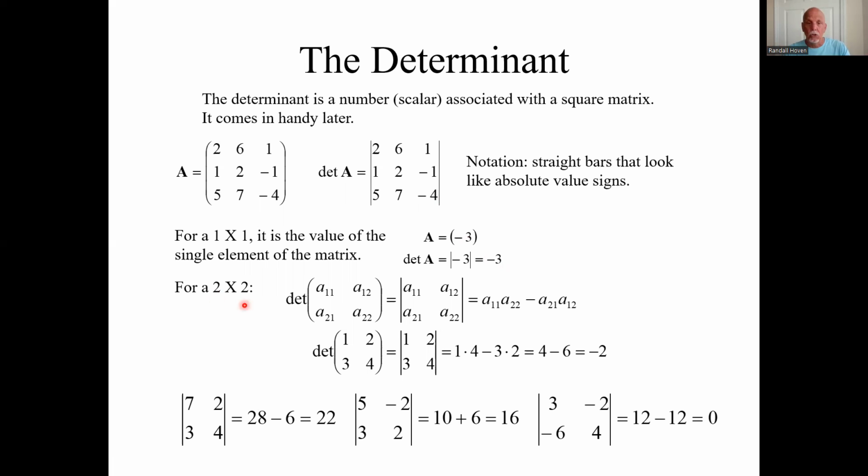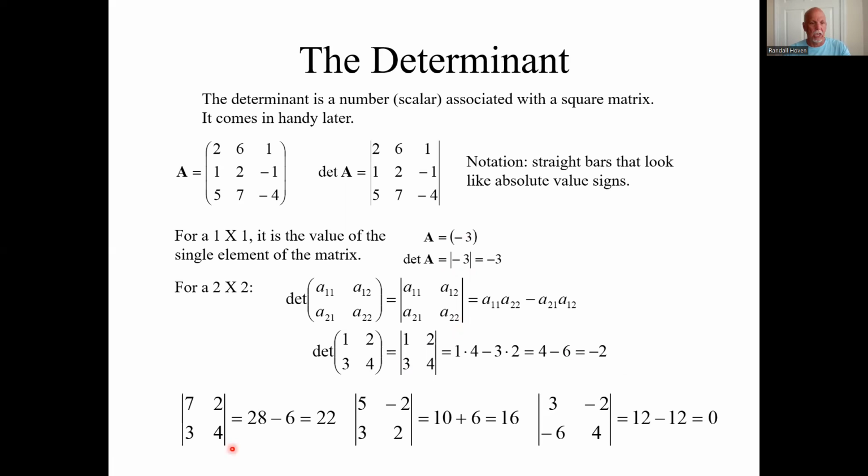For a 2 by 2, let's say this generic A matrix, there's the notation for it. It has a simple computation: it's the product of the main diagonal terms minus the product of the off diagonal terms. So like that. If you had the matrix 1, 2, 3, 4, it would be 4 minus 6, or minus 2. Here are some other easy cases.